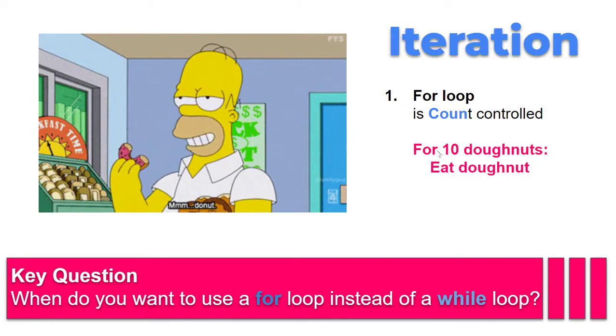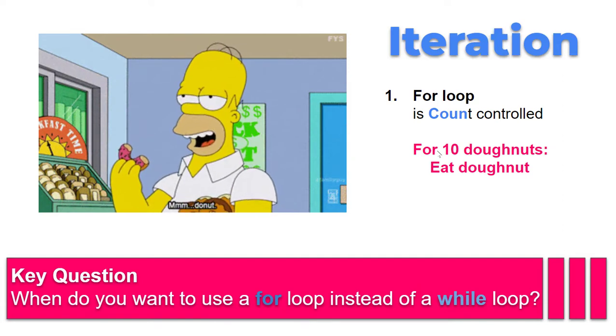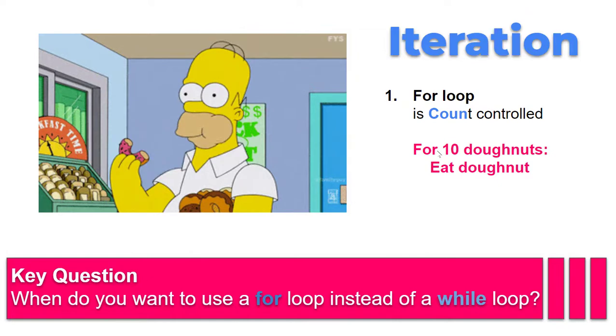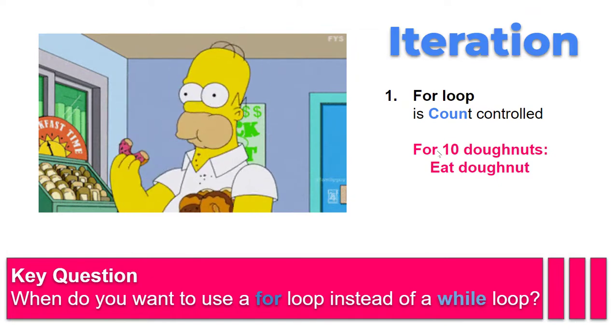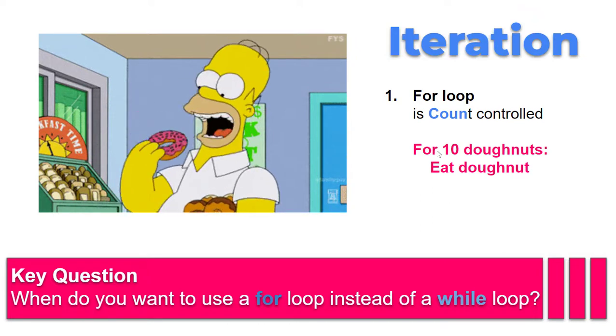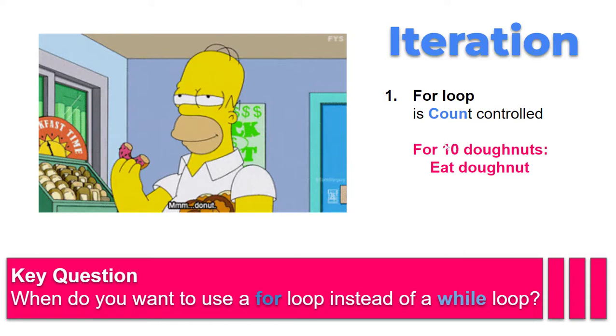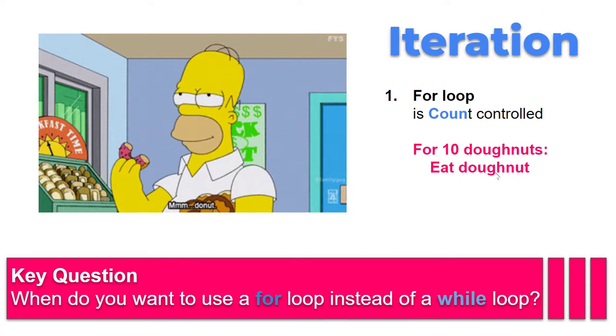The first loop is the for loop. And as I said, this is the count controlled loop. So if you've got Homer who's got 10 donuts in his box, for 10 times, he will eat a donut and go, donuts. So this is the count that's going to be used. So the algorithm that I've created here is a basic representation of that loop. Now we're going to go and code that in Python.